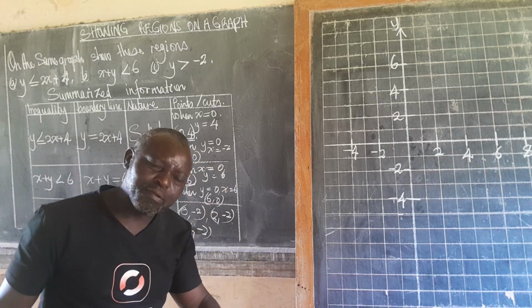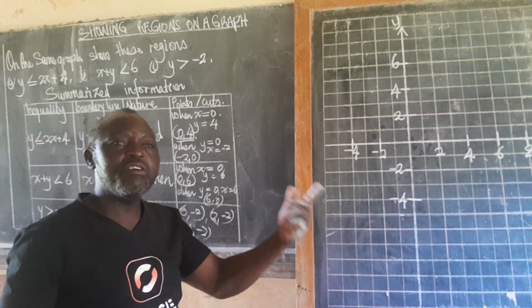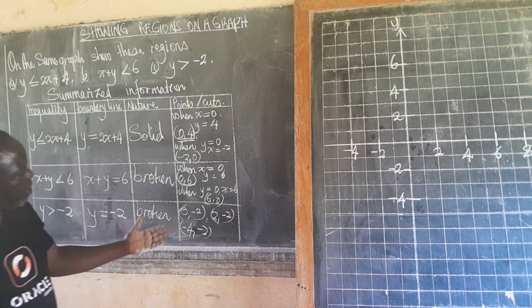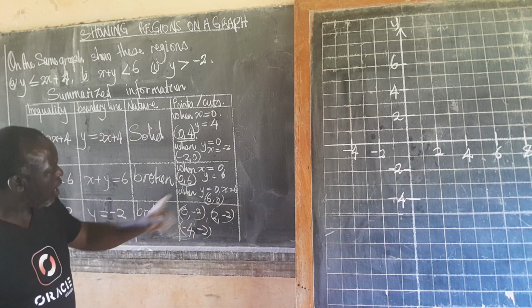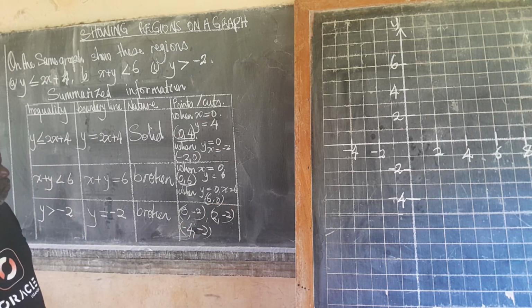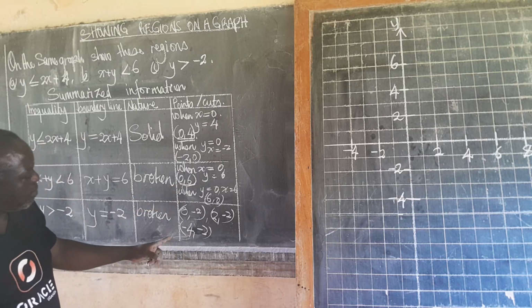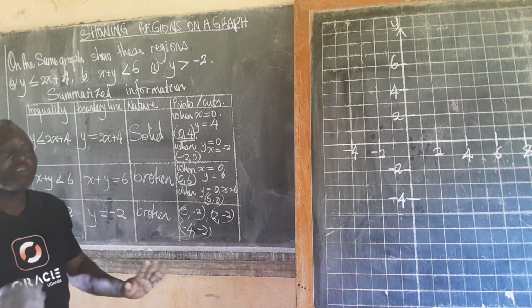I hope now you can remember how we can get an appropriate scale. We get the scale on the graph according to the values we have. The highest value of x we have here is 6, and the highest value of y is 6. And also we have the negatives down in this one. So now, what are we going to do? We are going to graph.